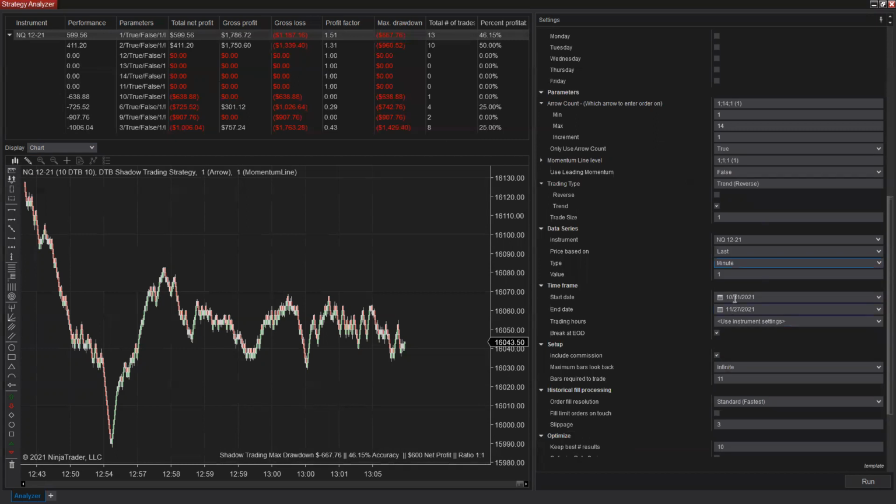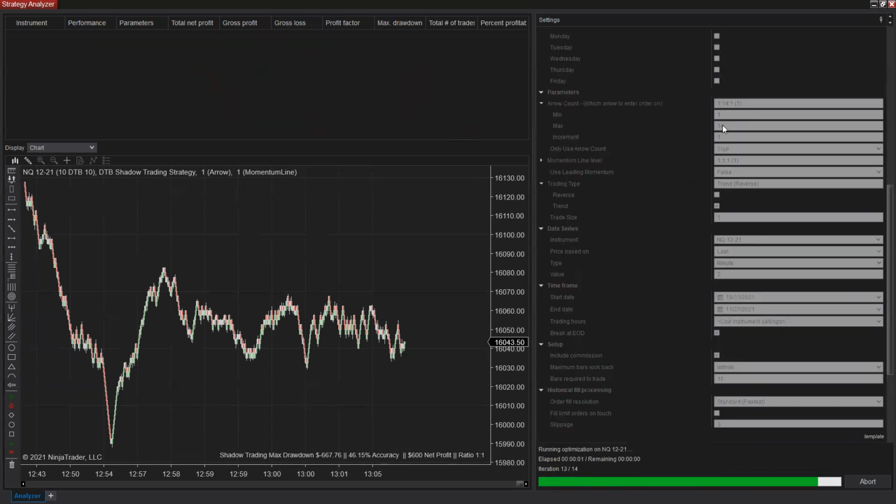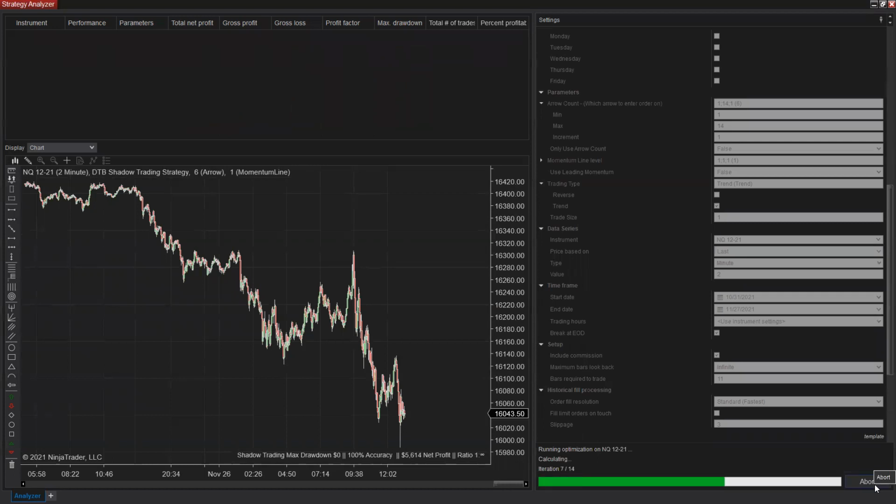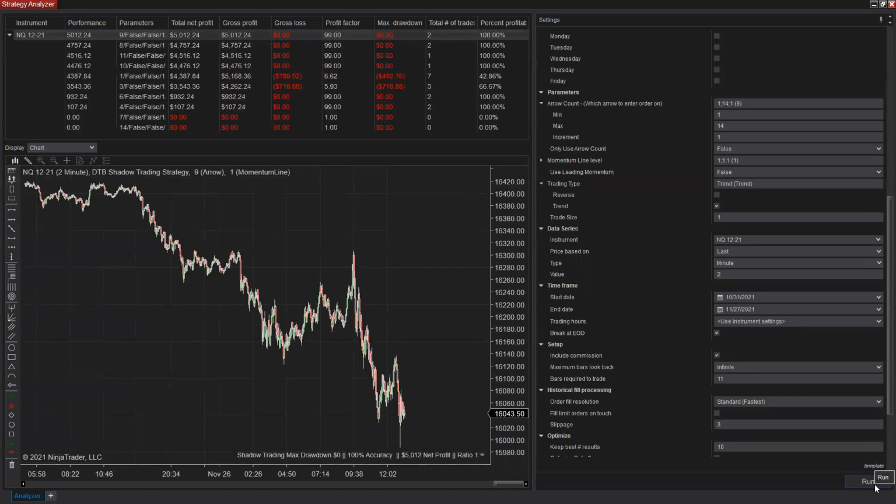charts. So I'm going to use like a 2-minute chart on this and only use the arrow count. And see, the results are a bit higher over there. Let's make this false, as only using the arrow. Let's just see what else we can use over here. The leading momentum, we can try that one.